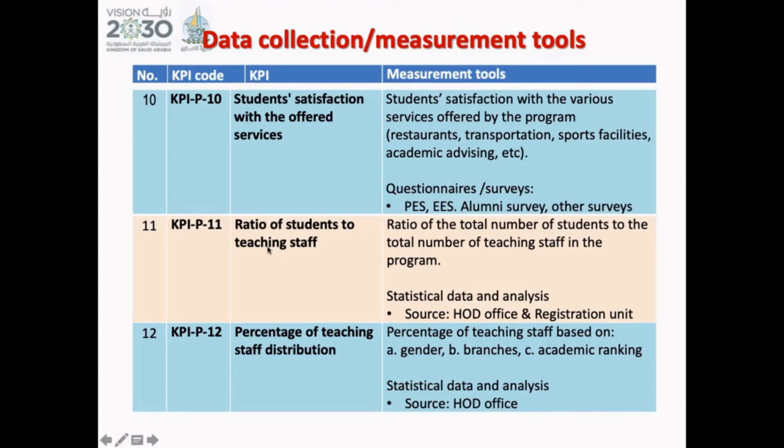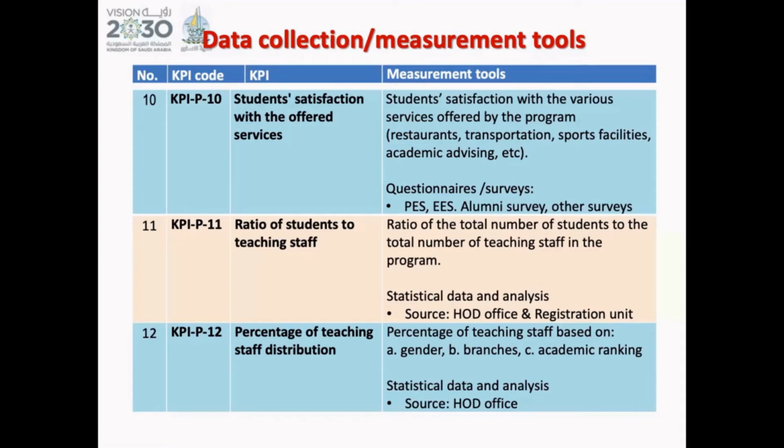KPI number 11 is the ratio of students to teaching staff. Now this starts the standards about the teaching staff. The ratio is the number of students over the number of teaching staff. This is statistical data, and I think we have no problem with this, because the number of our students is quite low, so we can still say the ratio is very good. We get it from the department office and also the registration unit.